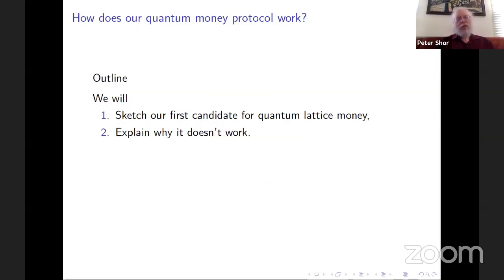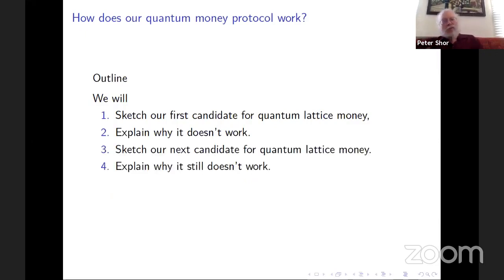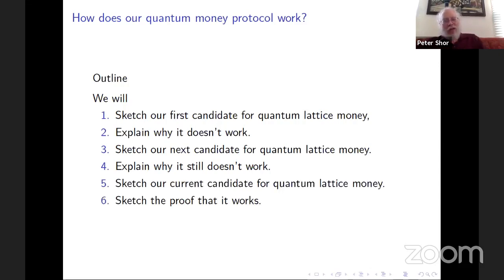So how does our quantum money protocol work? Well, the outline is, first we will sketch our first candidate for quantum lattice money, and then we'll explain why it doesn't work. Then we'll sketch our next candidate for quantum lattice money and explain why it still doesn't work. And then we'll sketch our current candidate and sketch the proof that it works. And we will be doing this at a very high level. So our primitives are not going to be quantum gates, but bigger operations, which I will tell you about.